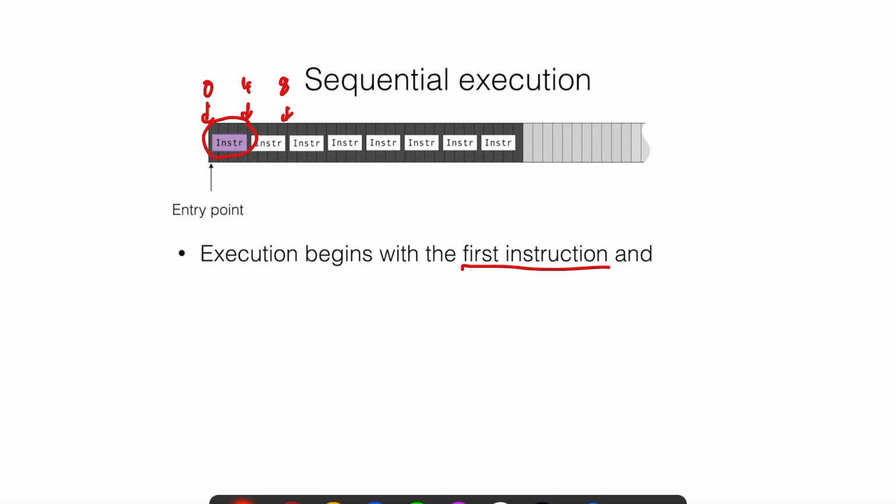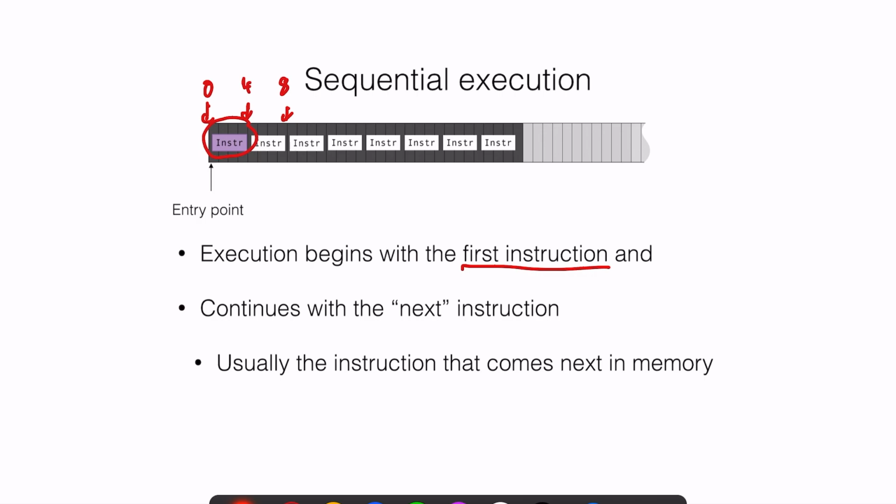Then, after the first instruction was executed, the next instruction should be executed. And the next instruction usually means the next instruction in memory. That means if the first instruction was at address 0, the second instruction is the instruction at address 4. That means we execute this instruction. And so on. And usually this is the control flow. One instruction after the other gets executed.